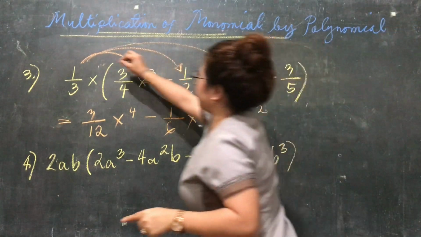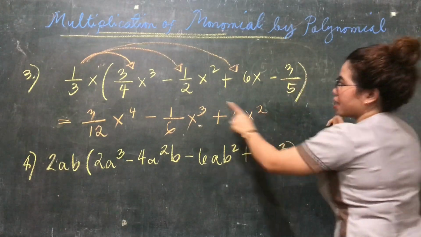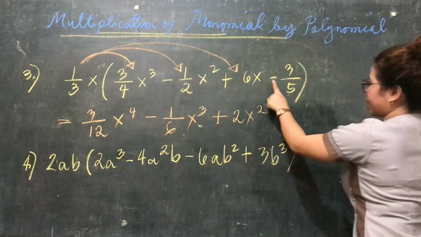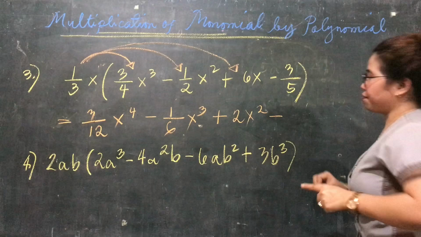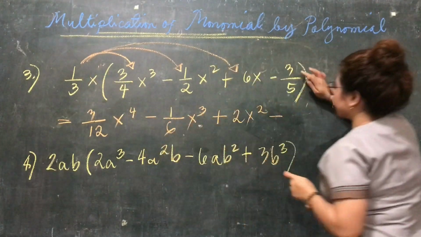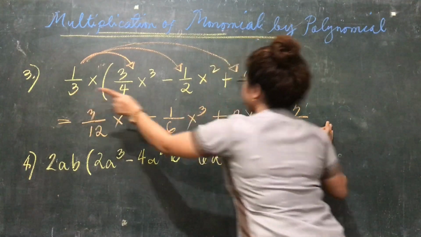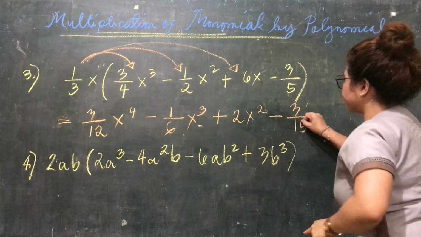Last. The last term. I won't use arrows anymore. Here is the last term. Positive outside, then negative here, so the answer is negative. Numerator times numerator: 1 times 3, you have 3. Over. Denominator times denominator: 3 times 5, you have 15.